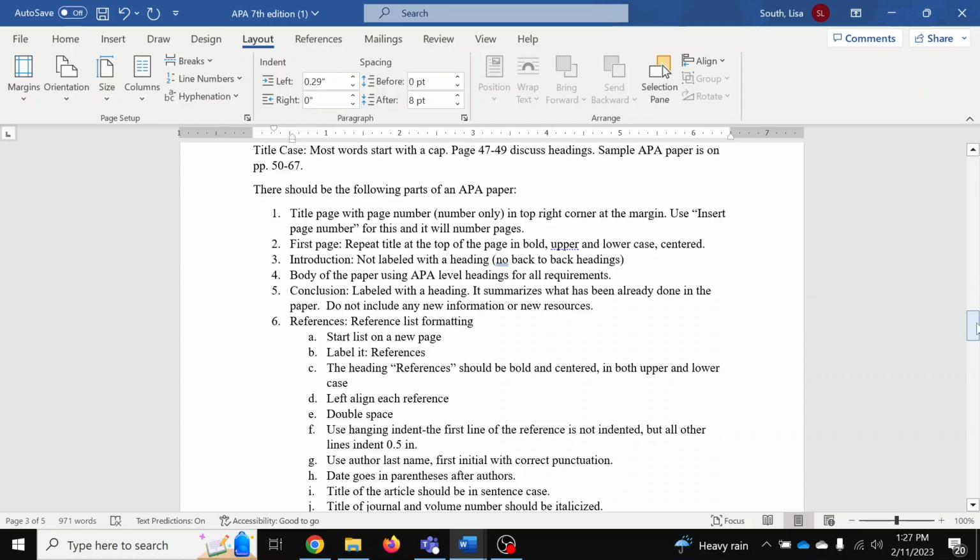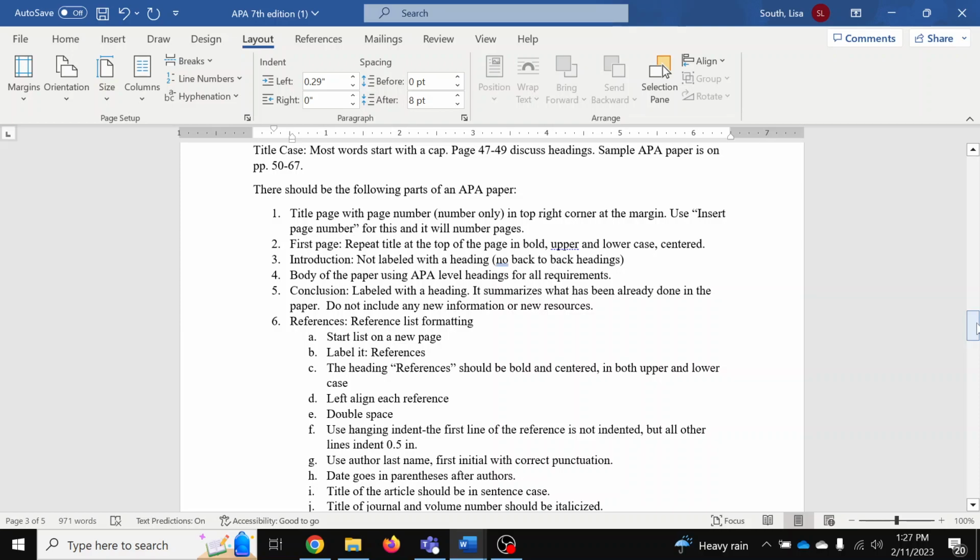The last line of the introduction is what? The purpose of this paper is to, finish that. Put your first heading there. Whatever it is in the rubric, whatever it is in the requirement, the body of your paper starts there.